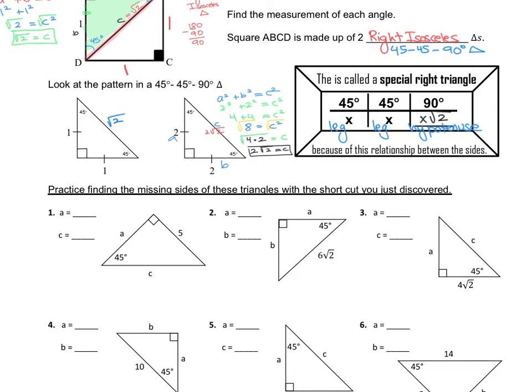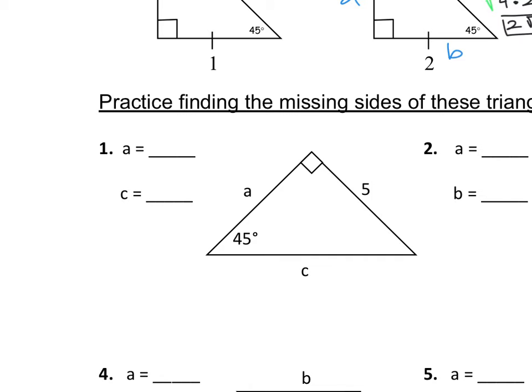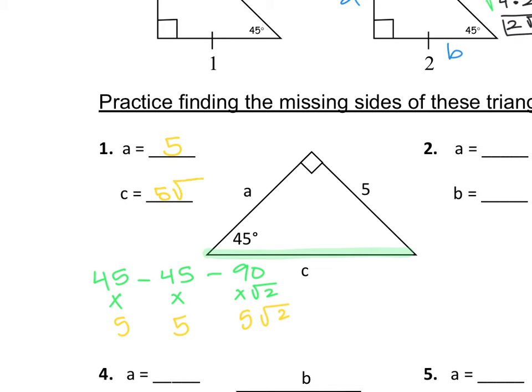So let's start on number 1. Always highlight the hypotenuse, which is the side opposite of the right angle. You can notice that this is the 45, 45, 90 degree triangle, so you can use the pattern that we just talked about, which is x, x, x root 2. In this case, I know that the leg is 5. So the two legs are going to be 5, and then the hypotenuse will be x root 2, which is 5 root 2.